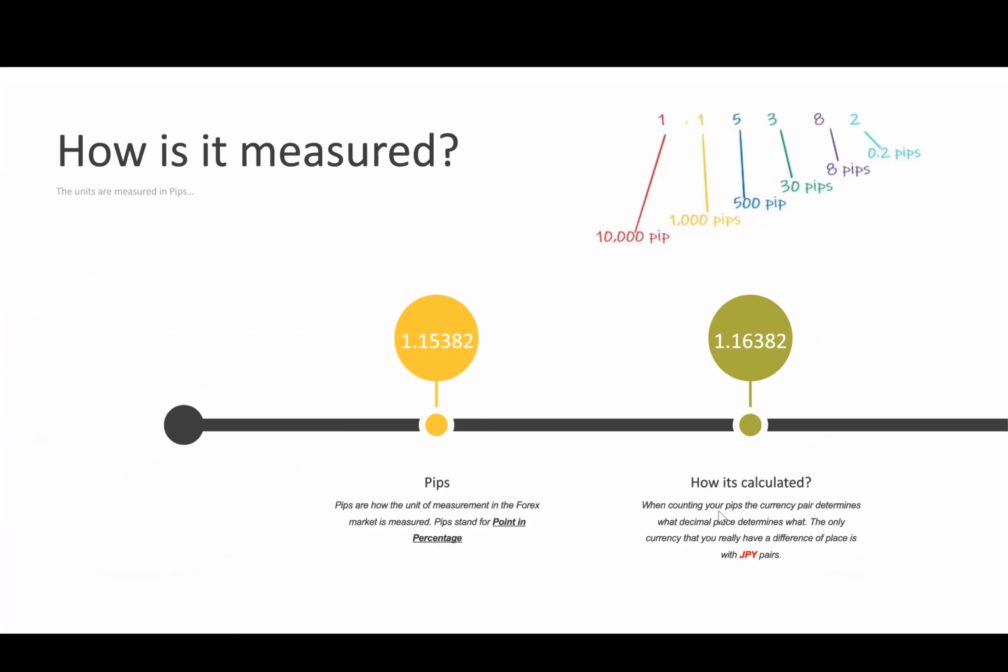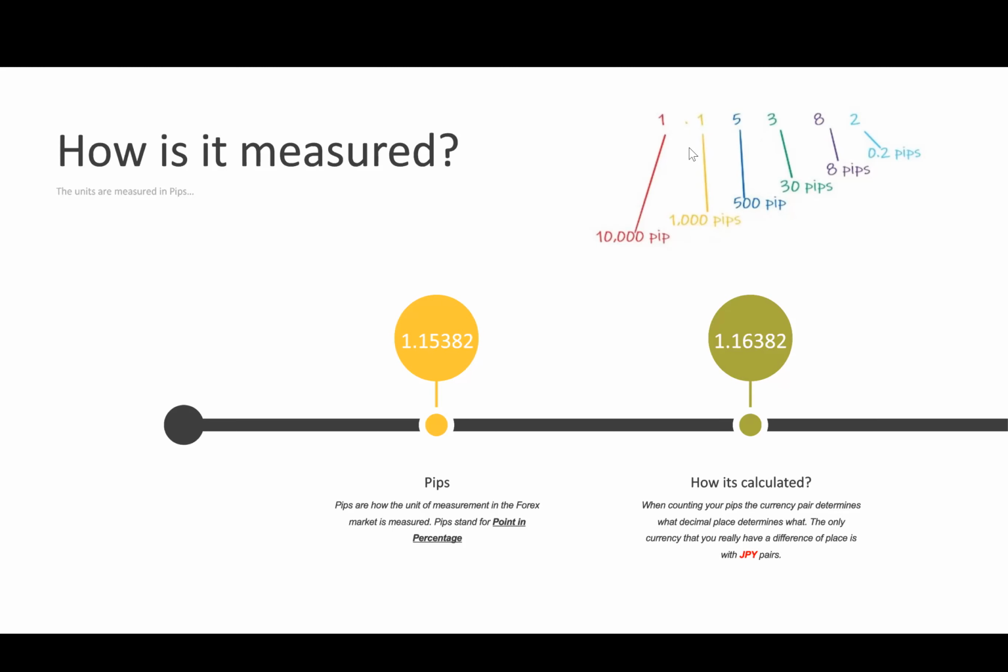How it is calculated: when counting your pips, the currency pair determines what the decimal place is. The only currency pair you really have a difference of place is with the JPY pairs. So with the JPY pairs, they're going to be slightly different. You're not going to have your decimal point here and then 1, 2, 3, 4 spaces to get your first number. I believe it's 2 spaces with the JPY, but I'll have to do a little bit more research on that. I don't really mess with that one too much. I am more of a GBP, AUD, EUR trader.